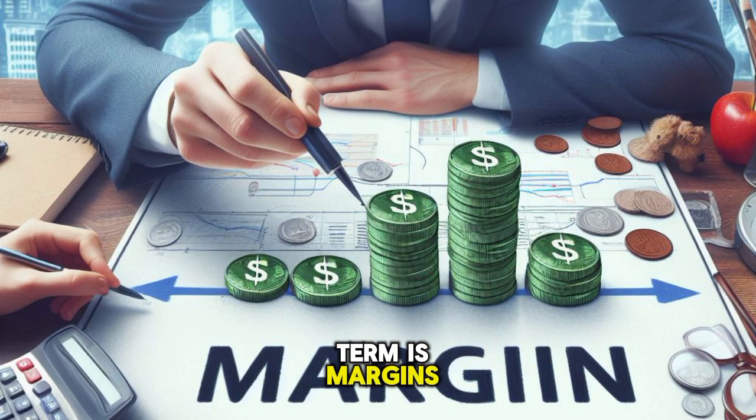The fourth term is margins. Margins refer to the difference between the sales and the production costs. It helps businesses understand the profitability of their products or services.